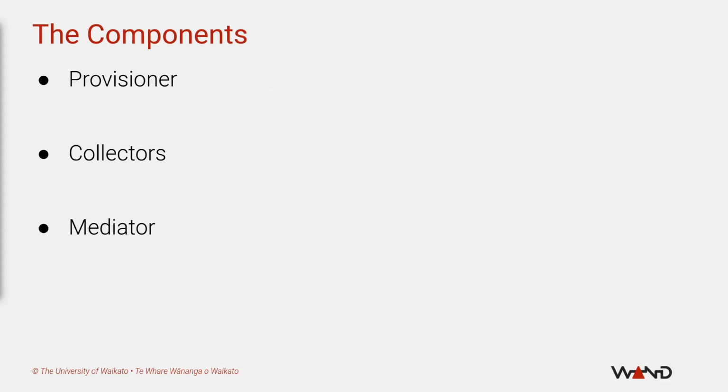The OpenLI software consists of three primary components, which each perform distinct roles within the OpenLI system. These are the provisioner, the collectors, and the mediator, each of which I will now describe in more detail.